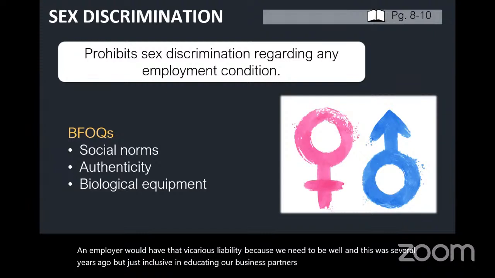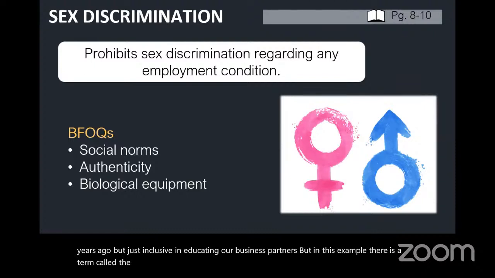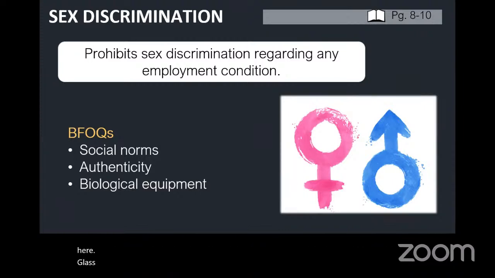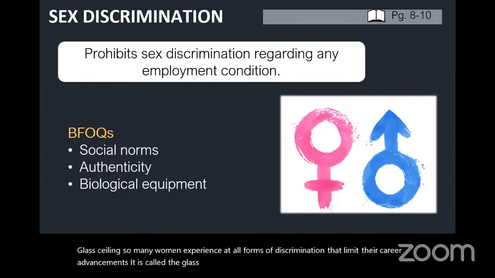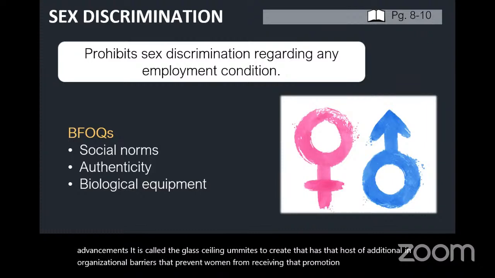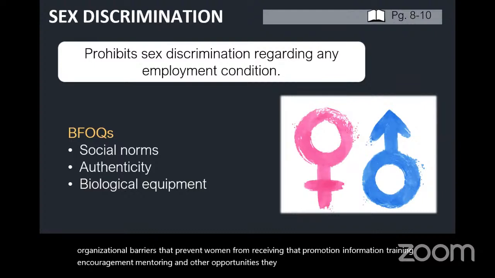But in this example, there is a term called the glass ceiling, and I believe we have a poll coming up. Glass ceiling: many women experience subtle forms of discrimination that limit their career advancement. It is called the glass ceiling. It describes that host of attitudinal and organizational barriers that prevent women from receiving the promotions, information, training, encouragement, mentoring, and other opportunities they need to advance in the workplace.